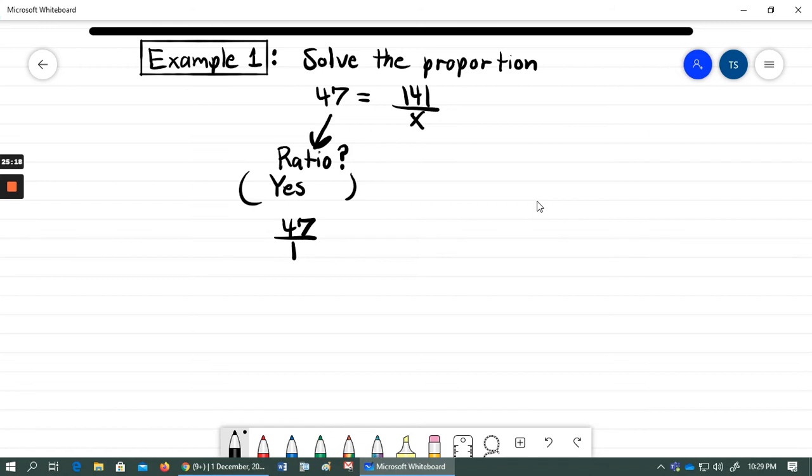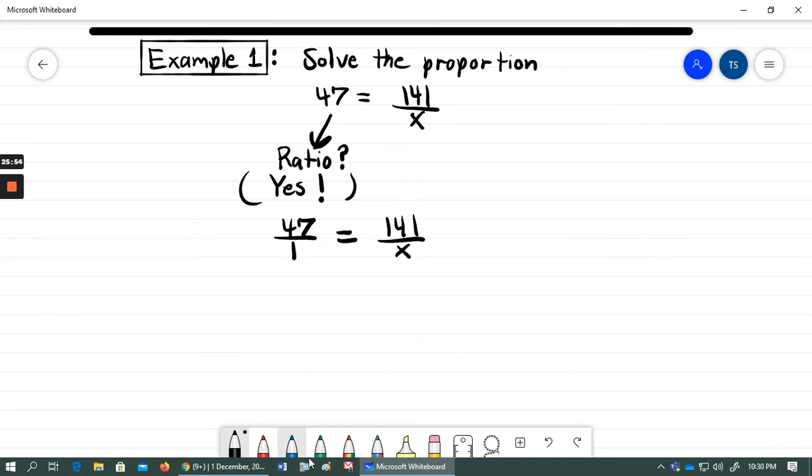I'm so glad that you realize that any whole number can be written as a fraction, right? That's elementary school, isn't it? Okay, awesome, I'm so glad that we remember that. So that's 47 over 1, and this is equal to 141 over x. Don't forget that. It might not have looked like a fraction, but it is a fraction. So we do have one fraction that's equal to another fraction. We got a ratio that's equal to a ratio, therefore we got a proportion.